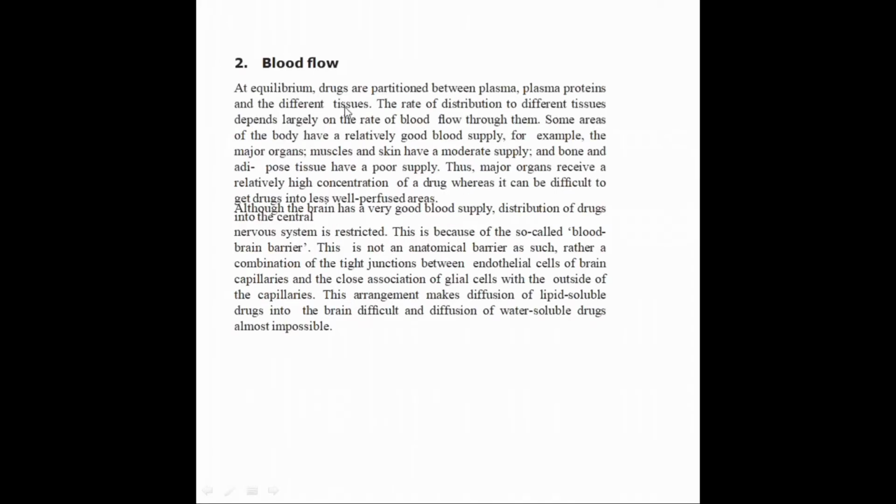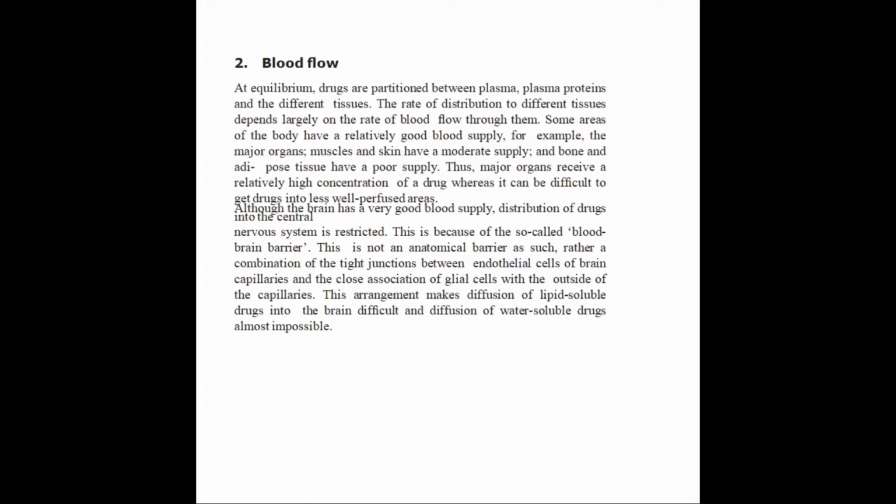Okay. So blood flow. We talked about blood flow as an impact. At equilibrium, drugs are partitioned between plasma protein and different tissues. So how is this achieved? The rate of distribution to different tissues depends largely on the rate of blood flow through them. So now there are different tissues in the body. The rate at which the drugs are distributed to these tissues depends on the rate of blood supply to those tissues.